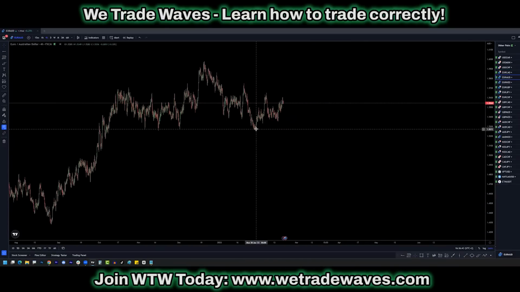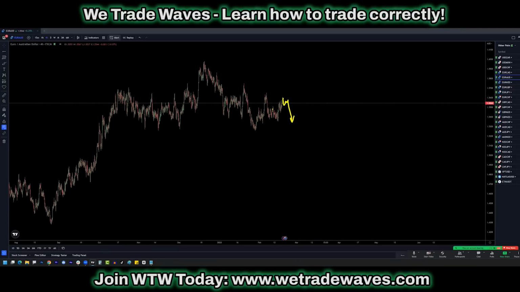Euros, it's messy, but I'm biased to the downside. Anytime market gives us a sell setup, I'll be looking for sells. This might be the structure here for another drop, and this might be a massive structure anyway. It's not a clear, not a perfect setup, a perfect structure. Anytime market gives me a sell setup, I'll be going for it.